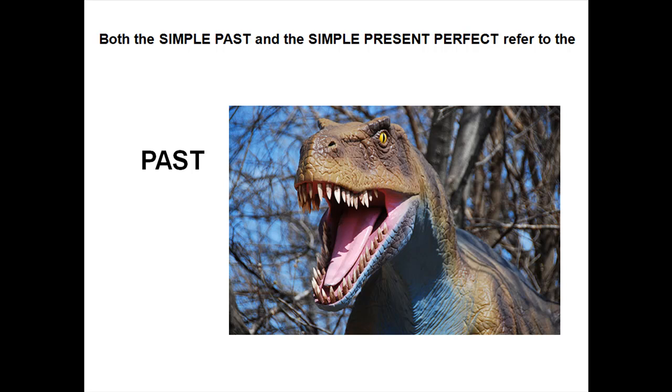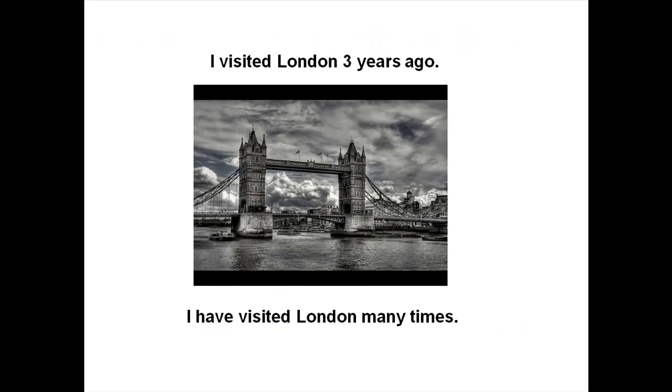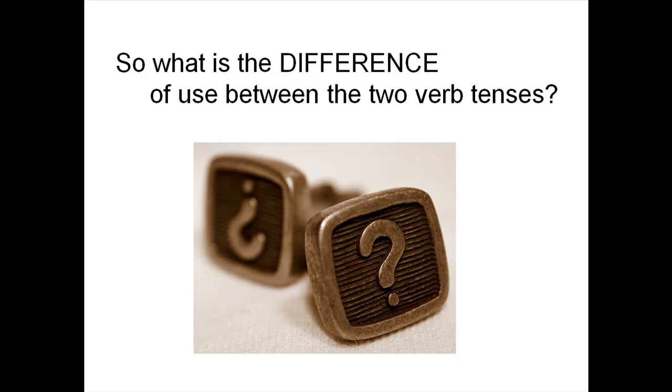Both tenses refer to events that happened in the past, and the distinction between them is more important for British people rather than for Americans, who tend to use the simple past much more often than the British. It is possible to say I visited London 3 years ago and I have visited London many times. So, if both tenses refer to the past, what's the difference between them?